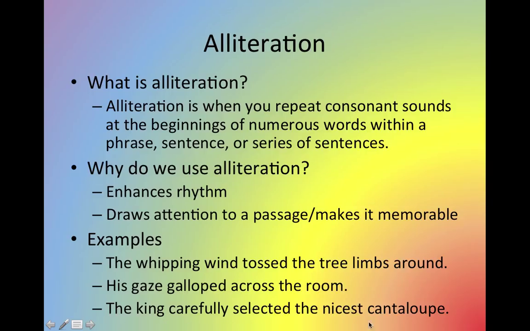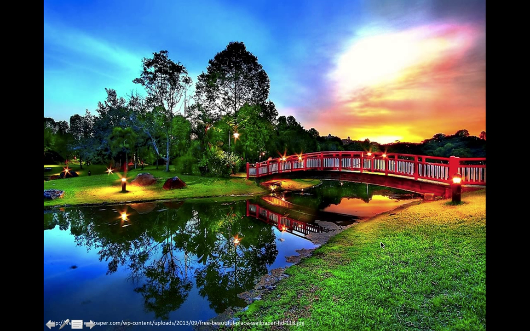The king carefully selected the nicest cantaloupe. All right, I was kind of running out of ideas here on sentences. Many apologies. But this is a good example of it doesn't always have to be the repetition of consonants. It's a repetition of consonant sounds. So here it's not the K or the C that's repeated. It's the K sound. King, carefully, cantaloupe. They're all repeating. Even though this is a C, it's still repeating the same sound, and therefore it's alliteration. So those are the four we're going to study.